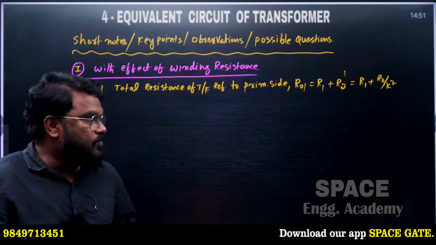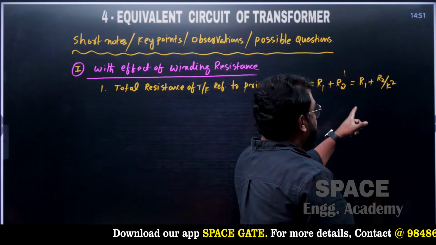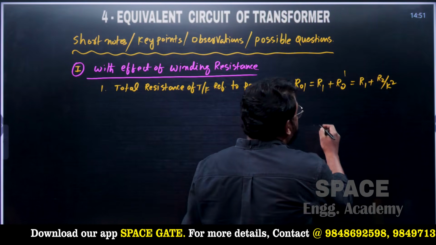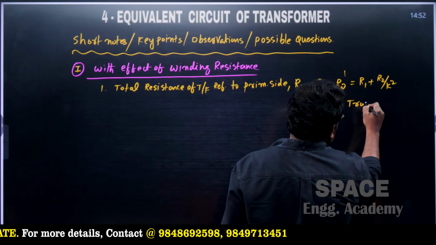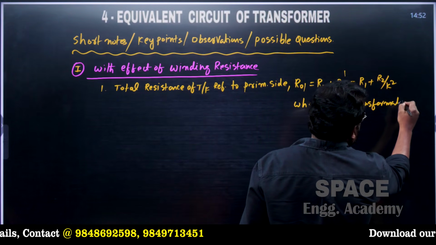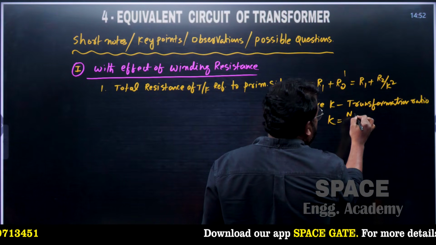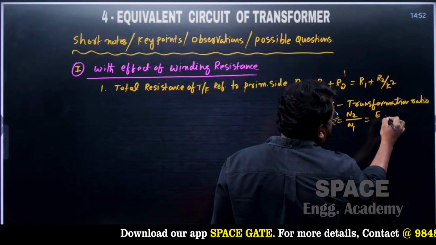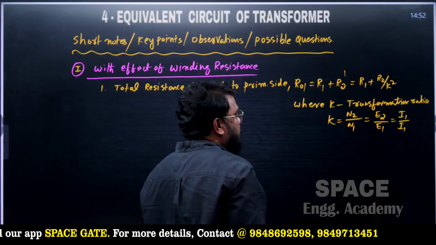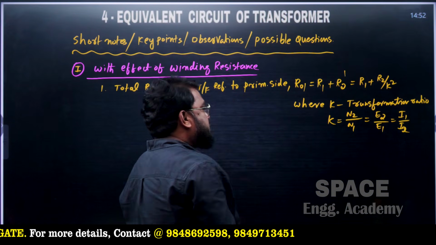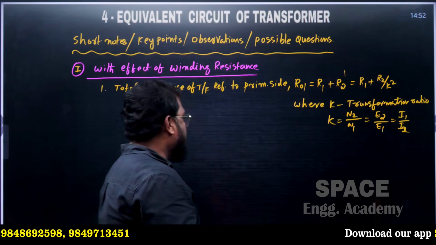Based on this formula, R01 is equal to R1 plus R2 by K square, where K is the transformation ratio of the transformer. K is equal to N2 by N1, and E2 by E1, and this is also equal to I1 by I2. So K is the transformation ratio: N2 by N1, E2 by E1, I1 by I2.